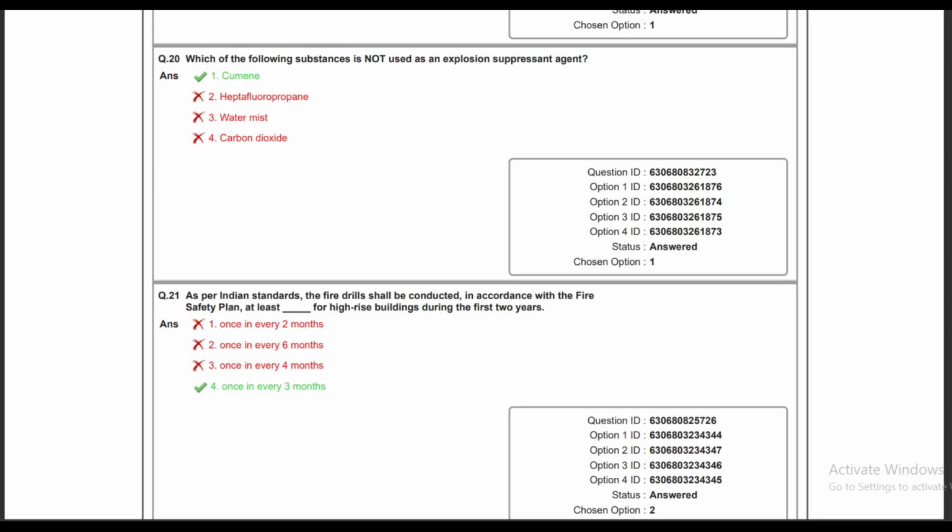Which of the following substances is not used as an explosion suppressant agent? Its correct answer is cumene. Other options are used as explosion suppressant agents.